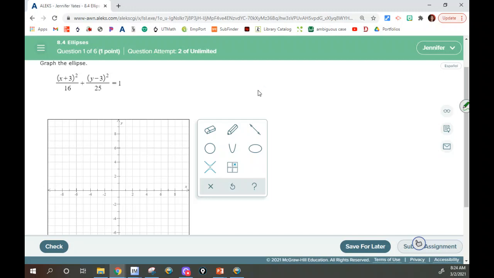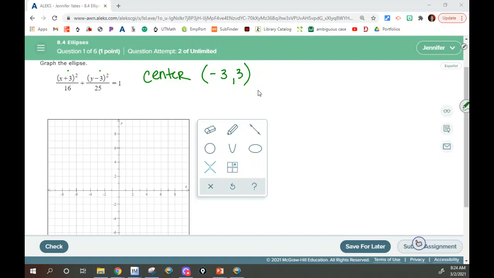Okay, so let's start with, let me write some information down, I guess. Where is the center of our ellipse? Remember, it was x minus and y minus, so it's always going to be the opposite of those signs, right? So where's my center? At -3 and 3.